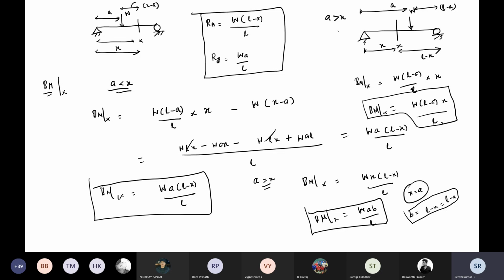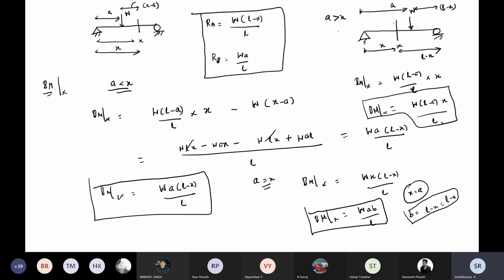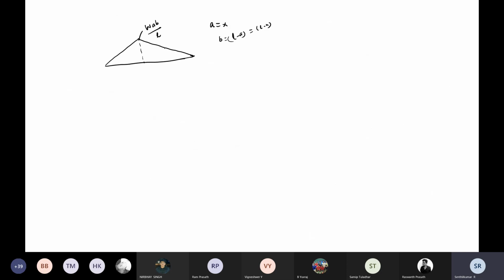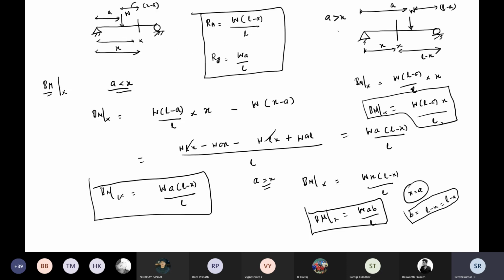So finally, when I am going to draw the bending moment diagram at the section, when a equals x, this will be W a b by L. So b is nothing but L minus a or L minus x. So this is your bending moment diagram. If I am placing the load exactly at x, this is my bending moment diagram. But if I am placing the load elsewhere, what will be my bending moment value? That we have already derived.